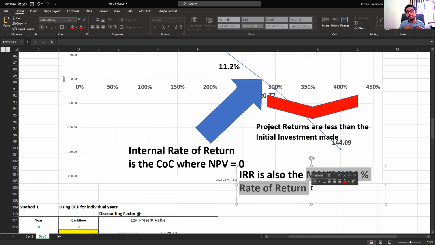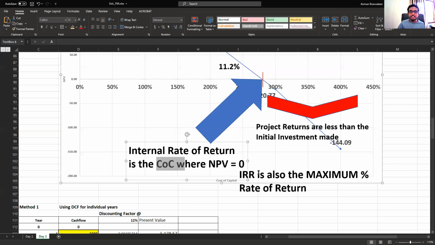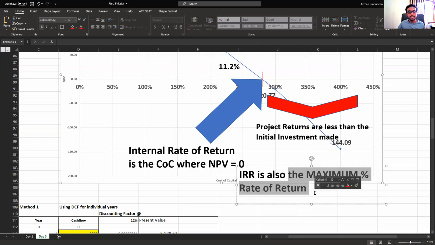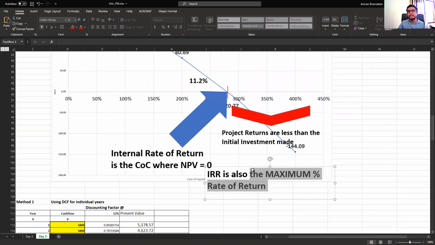You have to give it to me, and not as a return also. It's servicing cost, finance cost, cost of capital. That is a tricky place to be in. So IRR, another definition, not just the cost of capital where NPV is 0, but it is also the maximum percentage rate of return that a company can bear to pay a certain lender or an equity owner or a shareholder. Cost of equity, cost of debt, everything's the same.